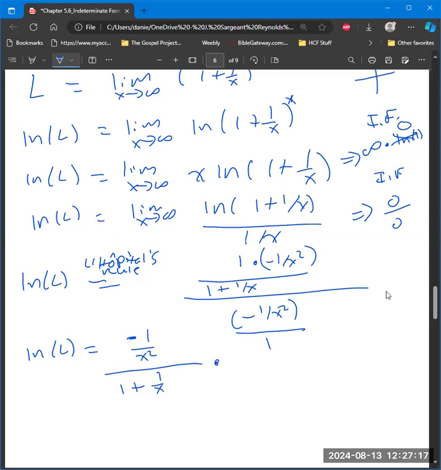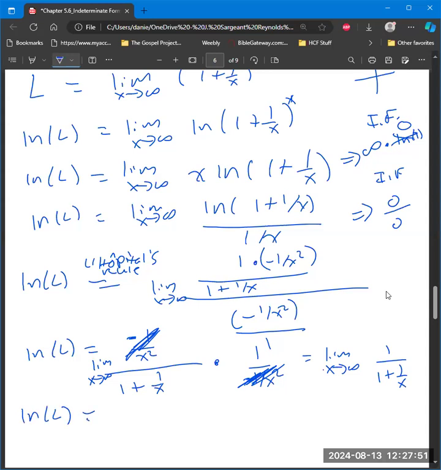That times a negative 1 over x squared. I'm really not interested in simplifying everything, because that part and that part are exactly the same and make a 1. So this is the limit as x goes to infinity of 1 over 1 plus 1 over x, like that.